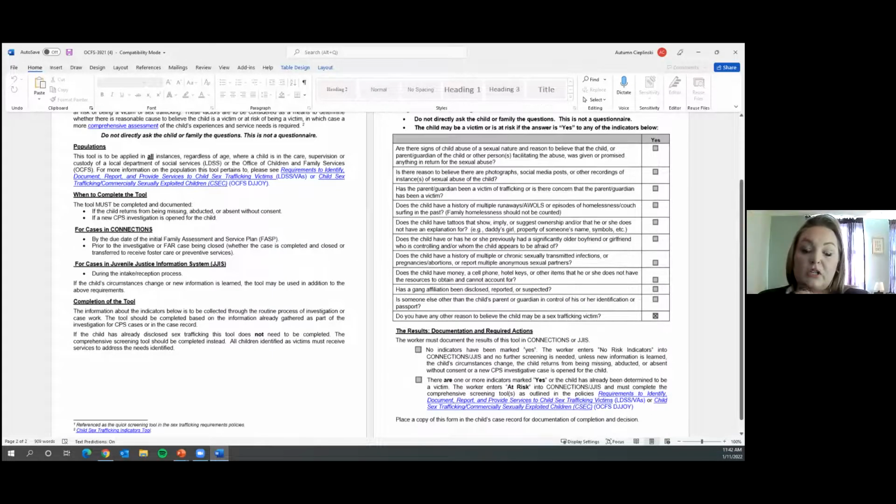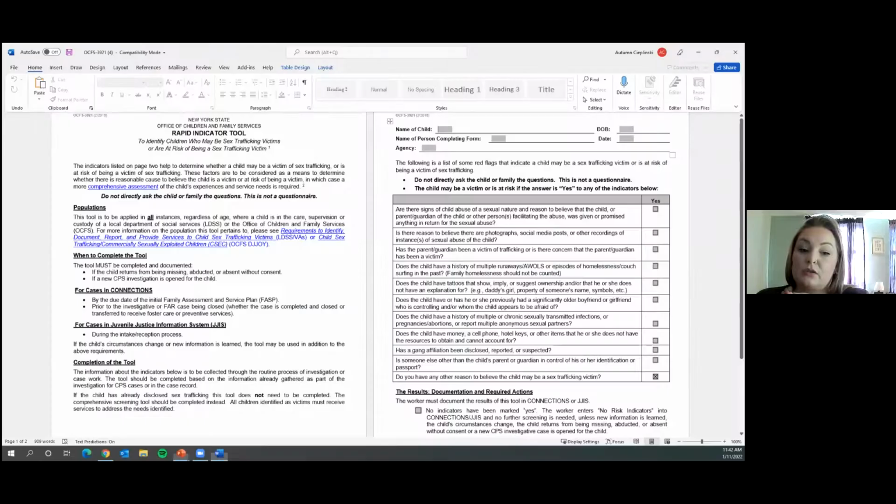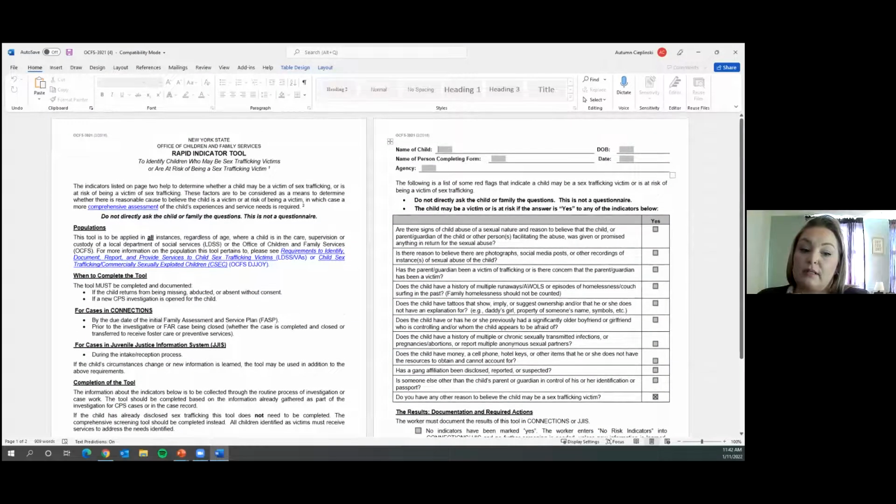So there was a question, Autumn. Heather asked that we mentioned that school social workers don't have to do this, and if so, is it related to our policy of SRO and CPS context?